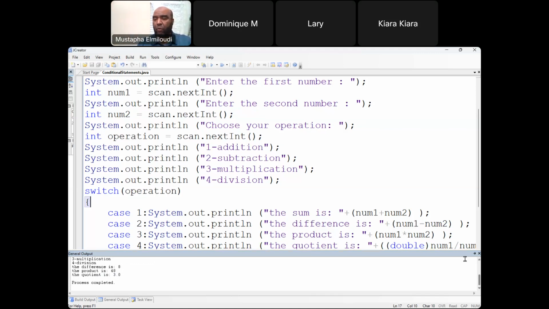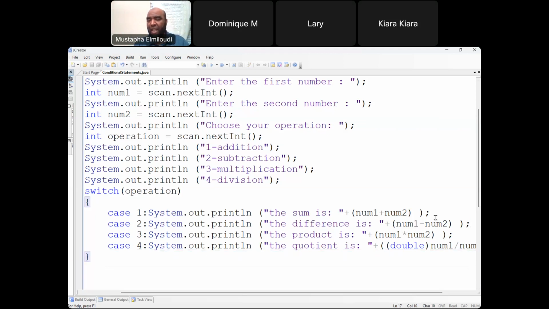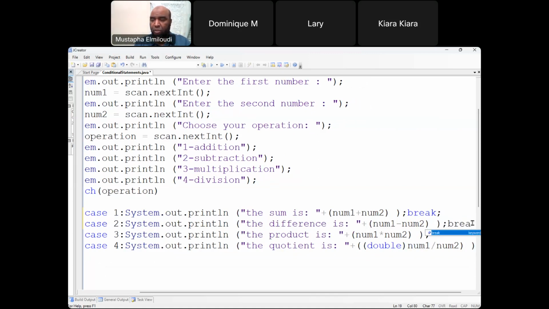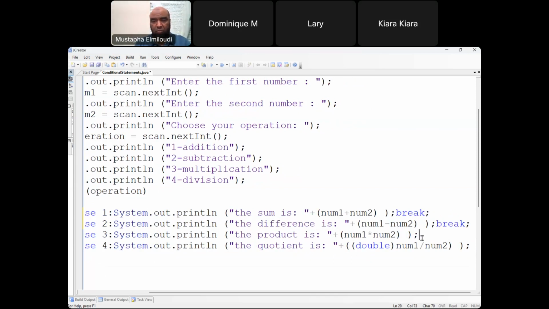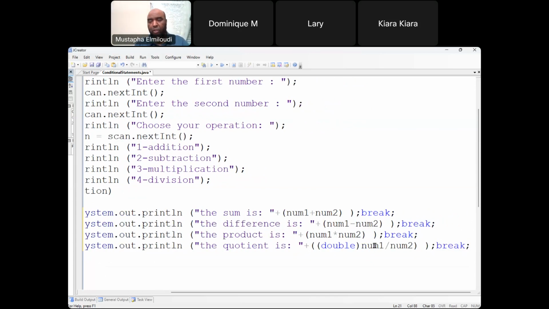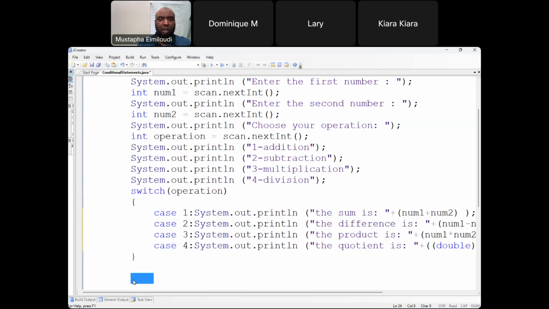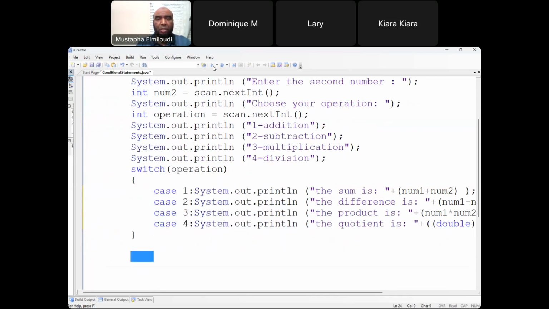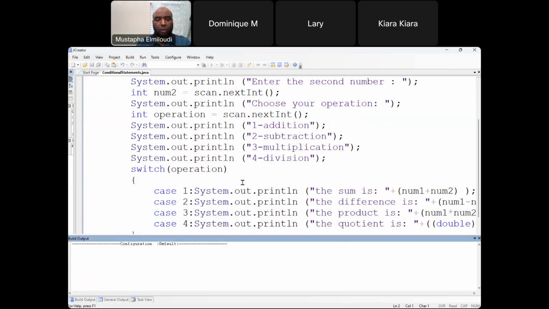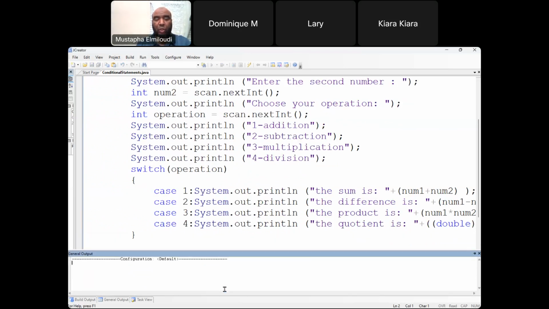That's why we usually add the break at the end, because this break will make sure it stops. That means the job is done. Don't move down. Just get out of the switch statement. So I'm going to put break. So we always use break. This way, when you try, it will execute that statement, and I want it to exit immediately.